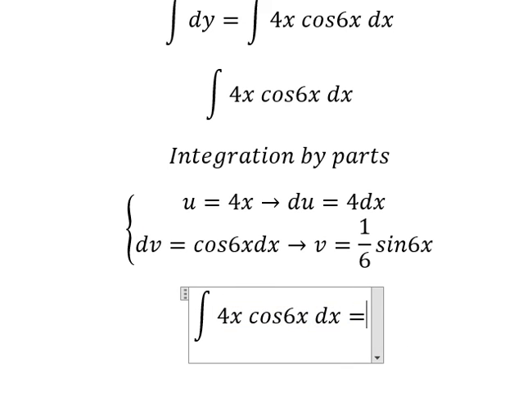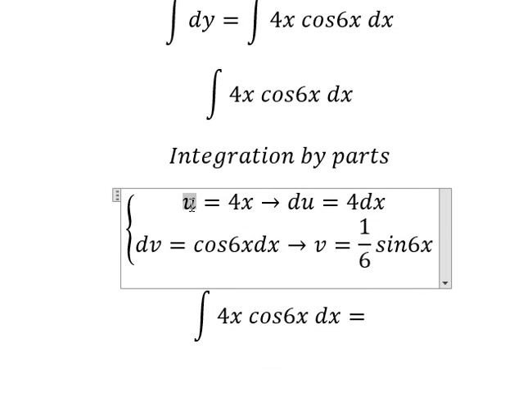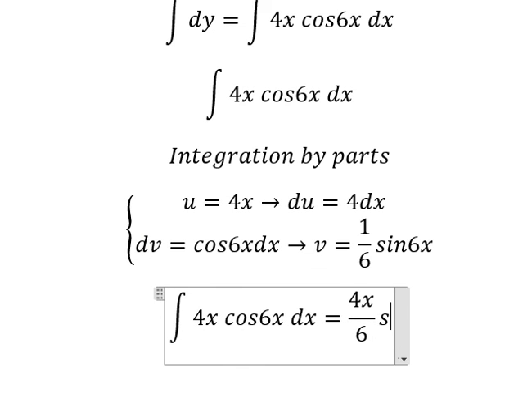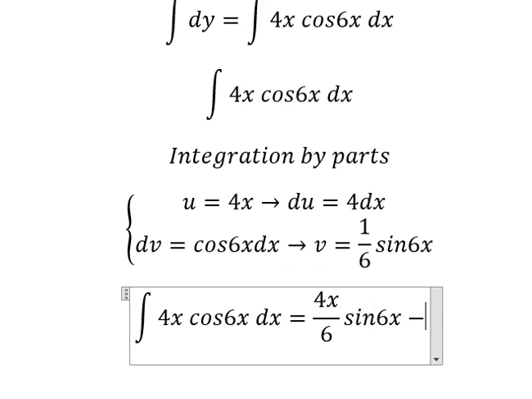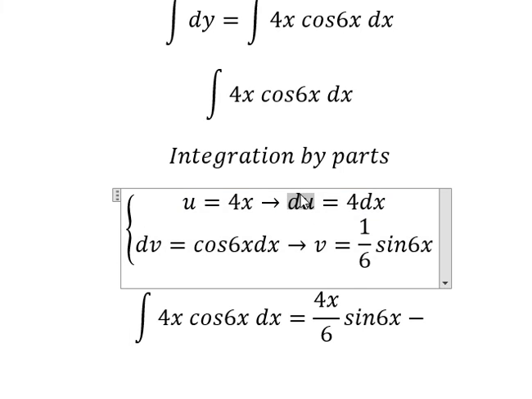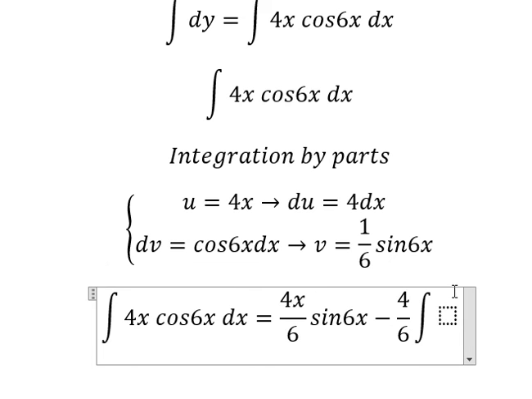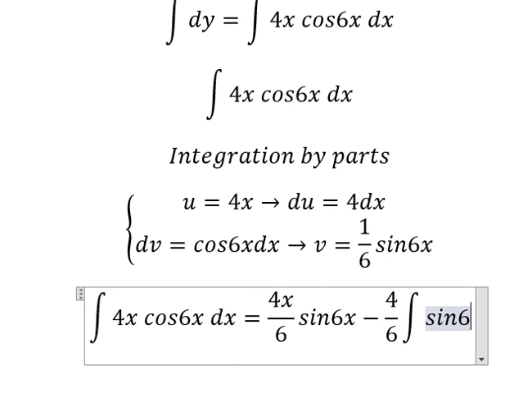So we have u multiplied by v, minus the integration of v du, and we have the integration sine 6x ds.